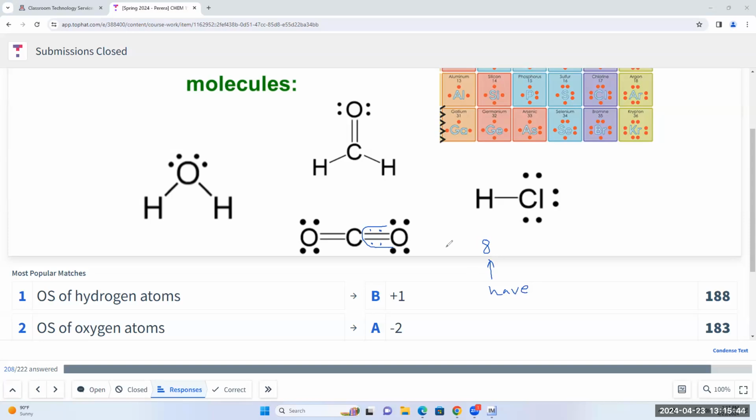And when it was neutral, it is not here. When it is neutral, we know oxygen has 6 electrons.